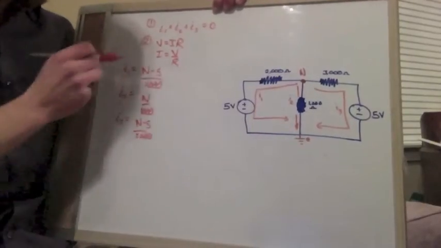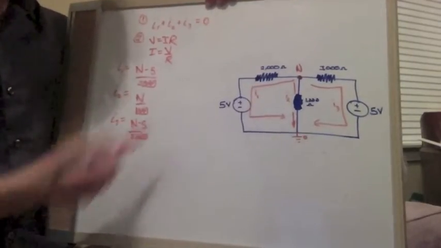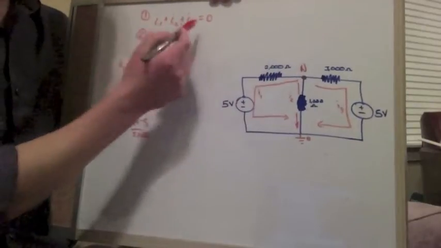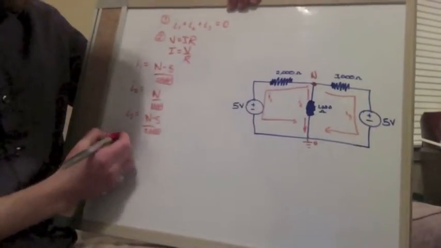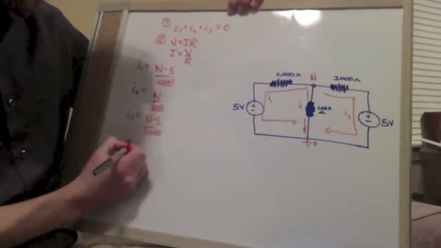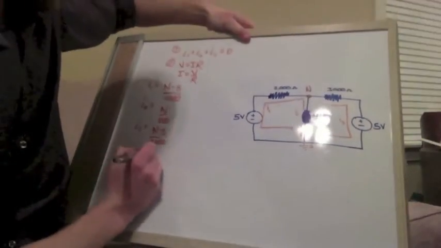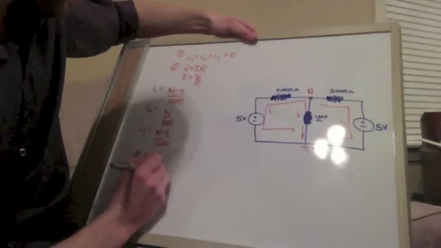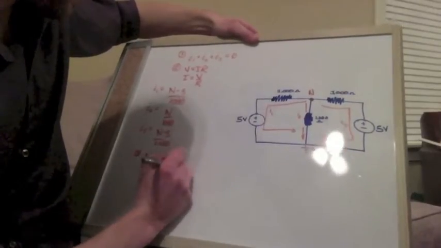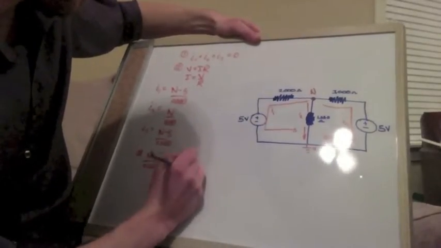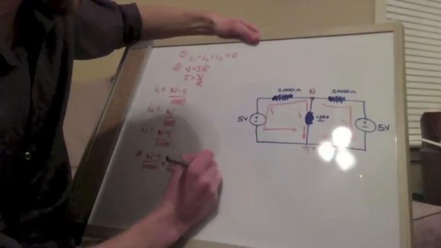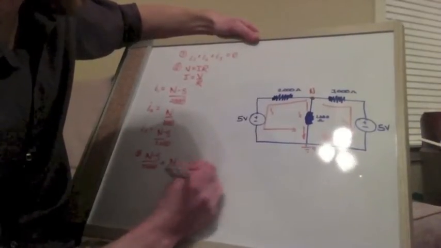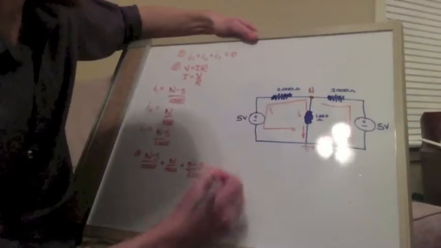All right, so now that we have I1, I2, and I3, we can put it back into this equation and set it equal to 0 again. So we have our third equation, which is N minus 5 over 2,000 plus N over 1,000 plus N minus 5 over 3,000, and all that again equals 0.